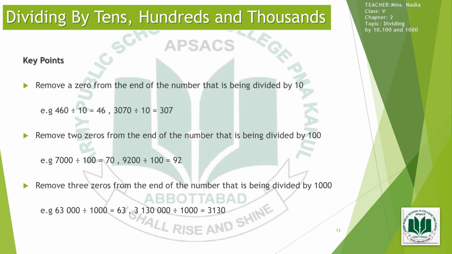Similarly, remove 3 zeros from the end of the number that is being divided by 1000. For example, 63,000 divided by 1000 is 63 and 3,130,000 divided by 1000 is 3,130. After removing 3 zeros from the end of the number, it becomes 3,130.